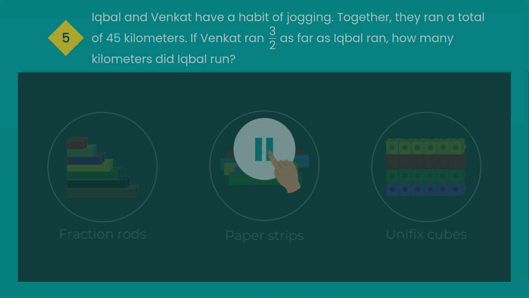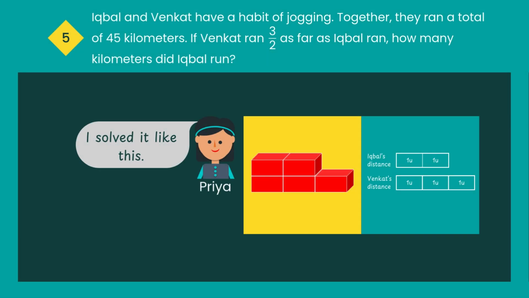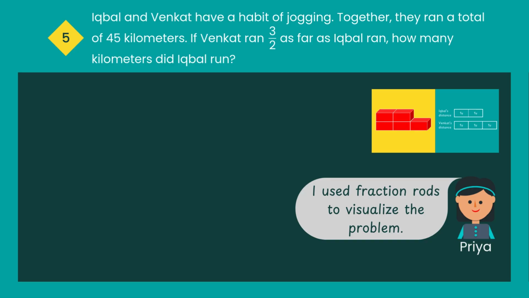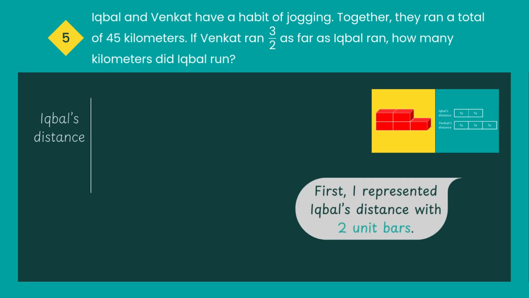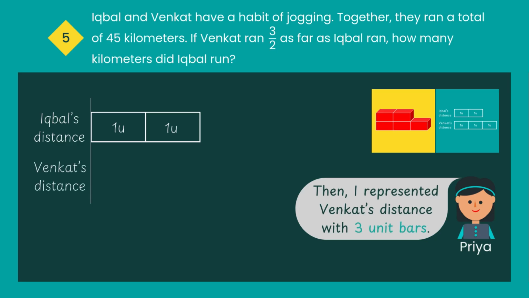Alright. Who would like to share their solution? Priya, I see yours. Great work. How did you start? Aha! You used fraction rods to visualize the problem. What was your first step in drawing the bar model? You represented Iqbal's distance using 2-unit bars and Venkat's distance using 3-unit bars.